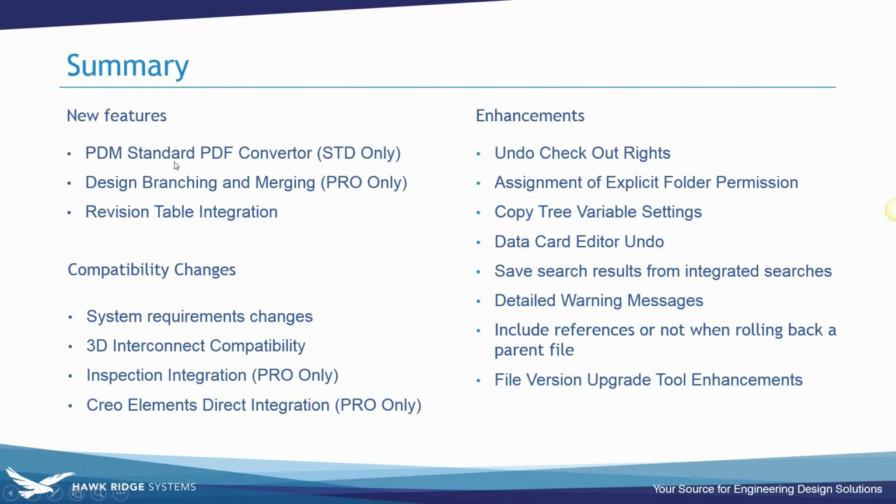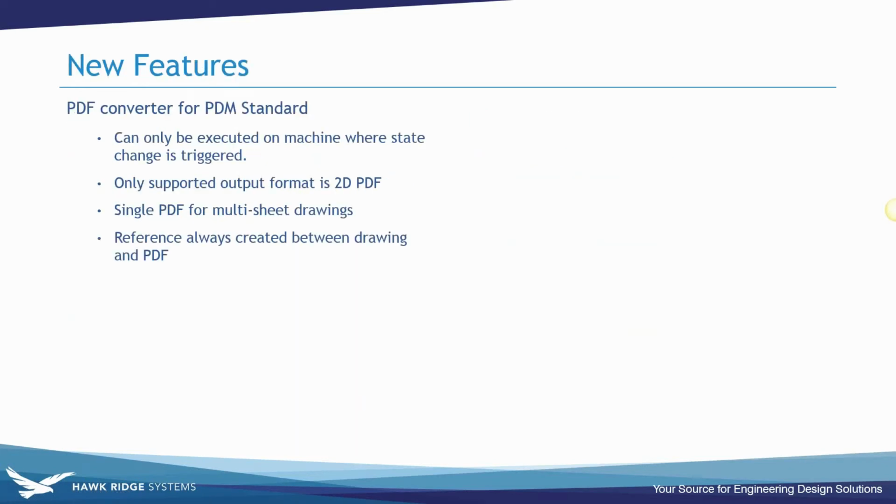So the new features: the converter, design branching and merging, and the revision table integration, standard only, pro only. I just included those here, and you have the enhancements and the compatibility changes, system requirements, 3D interconnect, that kind of stuff. Like I said, I put the standard only and the pro only, so the rest are for both standard and pro.